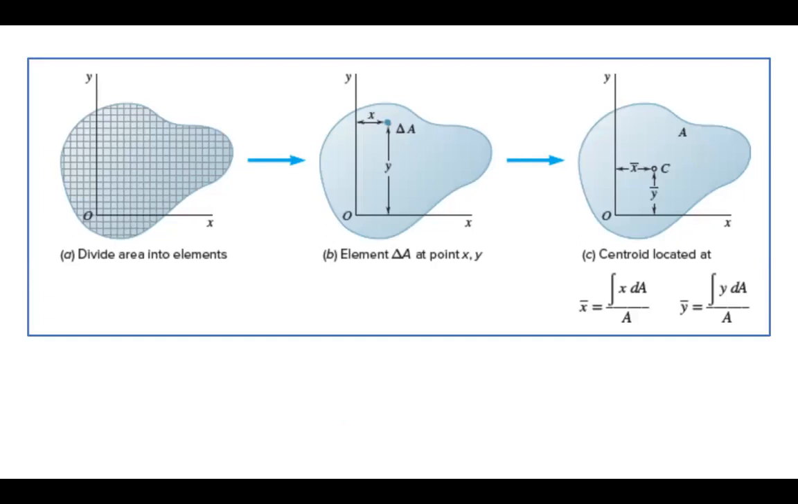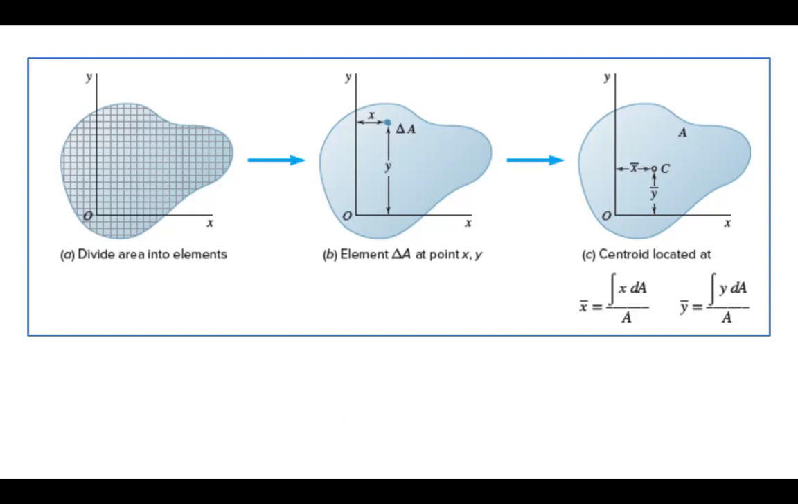Here is a geometric process. First we divide the area into elements. We can have an element of change in area at a point x and y. The centroid is then located at the sum of the x times the differential element of the area over the total area of the plate. Centroids are for uniform thickness. They are uniform.